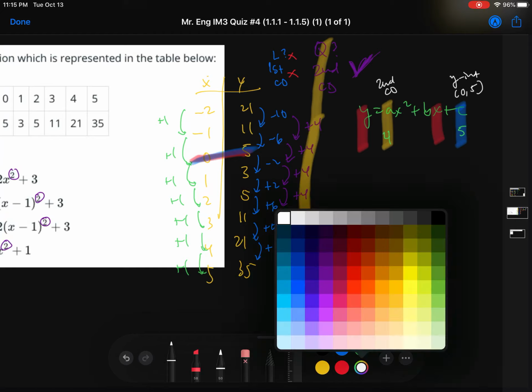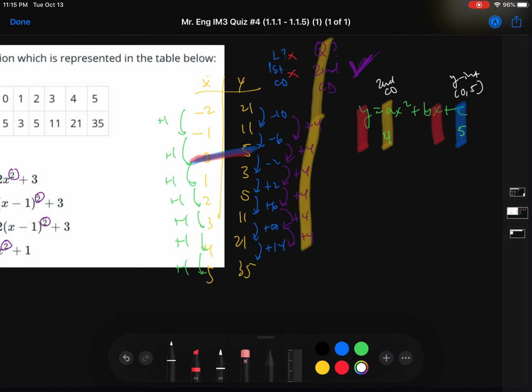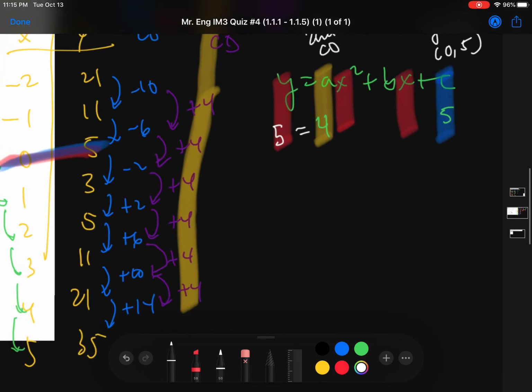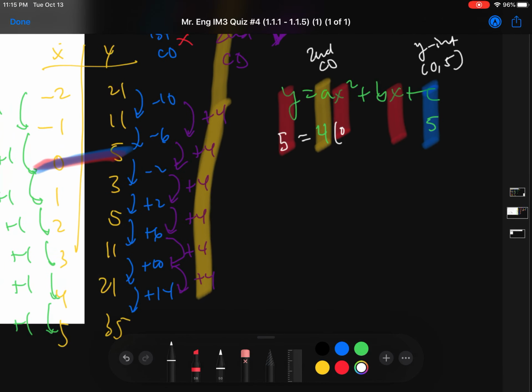So my y value is a 5. And my x value, okay, pay attention now. The x value actually appears twice. So we're actually going to write that 0 squared, and that would be a 0. And why did we do all that? So that we can solve for this b value.